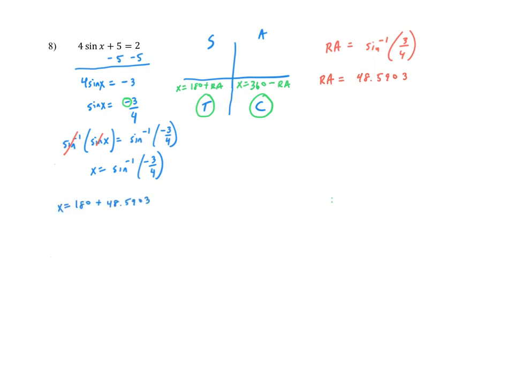So, one of our solutions is 180 degrees plus the reference angle, which gives us 228.59 degrees to the nearest hundredth. The other solution is 360 degrees minus the reference angle, which gives us 311.41 degrees to the nearest hundredth.